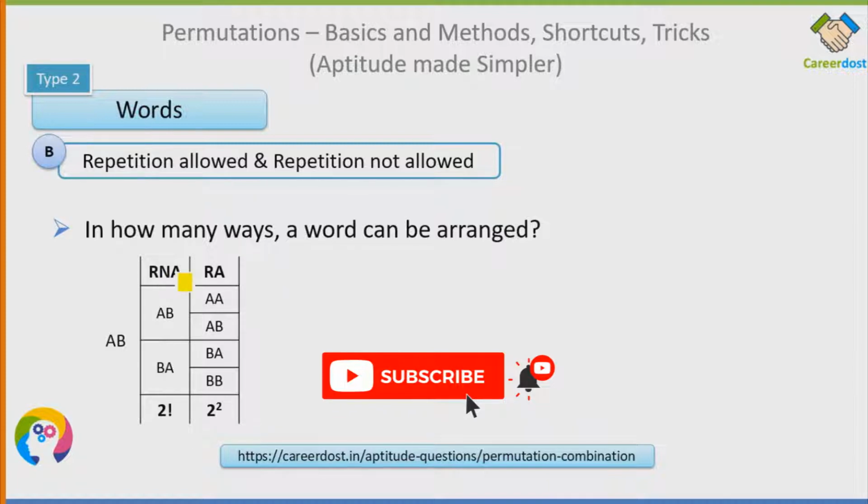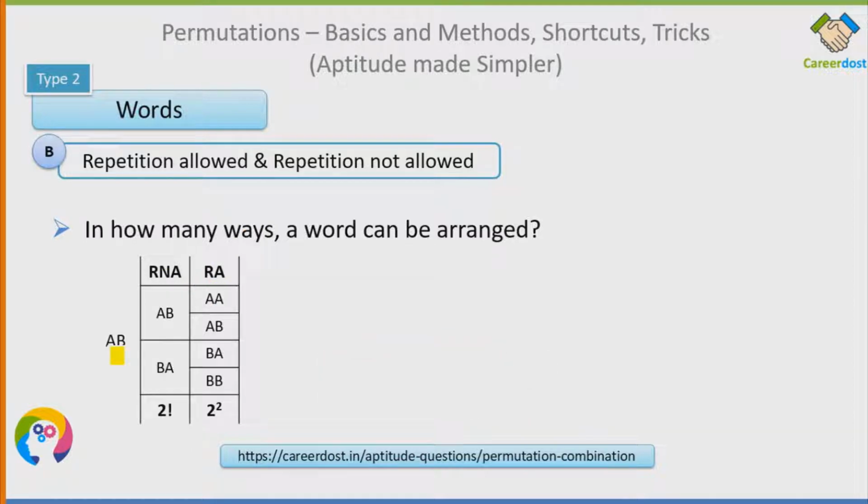So let's use a word AB. How many ways can AB be arranged? We will just compare it when repetition is not allowed and when repetition is allowed. When repetition is not allowed, we can arrange AB in two ways. One is AB and second is BA. So we can simply say it's 2 factorial.